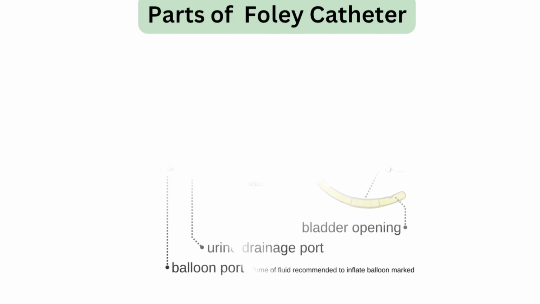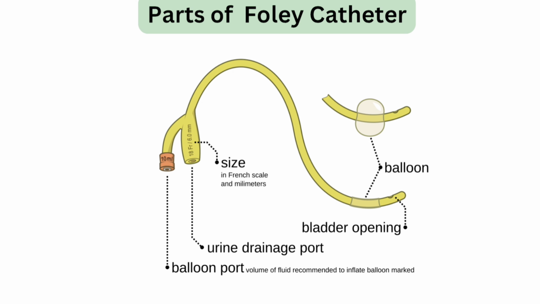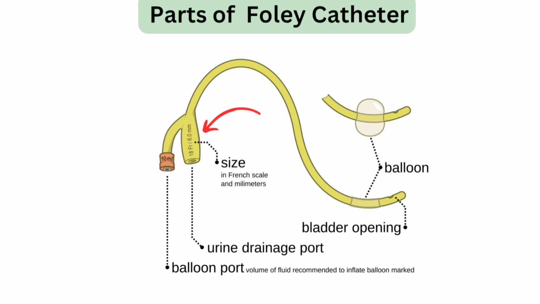Parts of Foley catheter. Now we will discuss the parts of the catheter. First one is the balloon part. From this, distilled water is inserted so that the catheter does not come out. Second part is the bladder opening. From this, urine moves into the catheter. Third part is the urine drainage port, which is connected to the uro bag for the collection of urine.